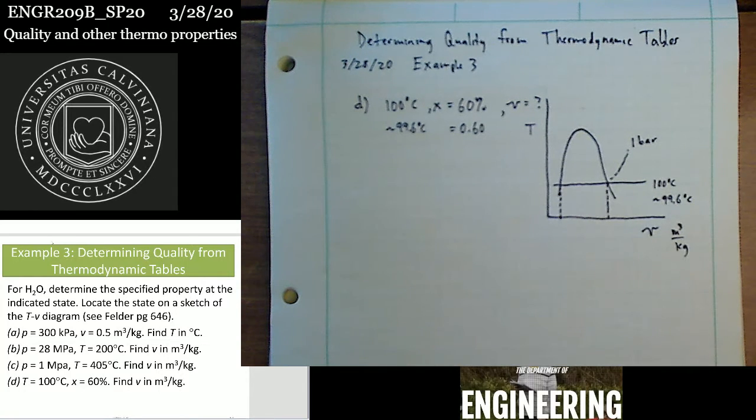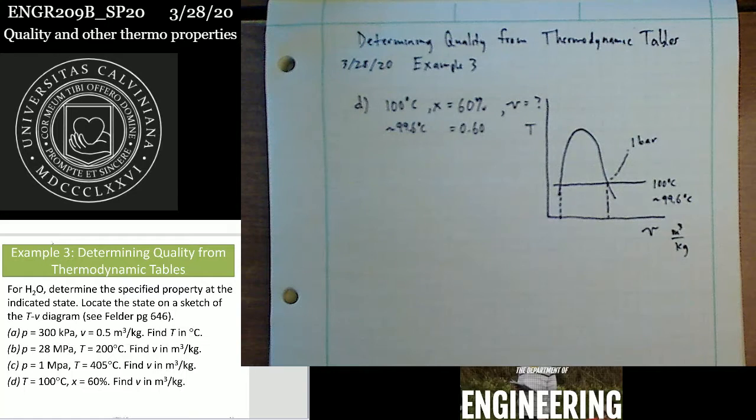Finally, we have part D in example 3. This is given a temperature at 100 degrees C, a quality, or X, is equal to 60%, or 0.6, and we're asked to find what is the specific volume in meters cubed per kilogram.